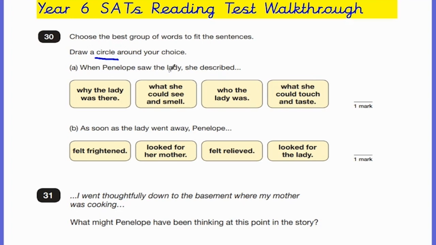When Penelope saw the lady, she described why the lady was there, what she could see and smell, who the lady was, what she could touch and taste. So I'm going to have to go back to the text, and we're looking in the bit when she saw the lady. How did she describe that period of the story, or how did she describe the lady? Was it why the lady was there, what she could see and smell, who the lady was, or what she could touch and taste? Let's go back to the text and have a look.